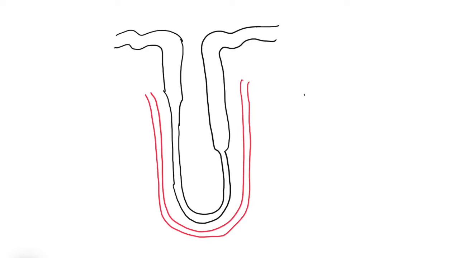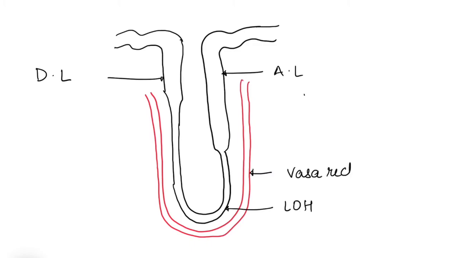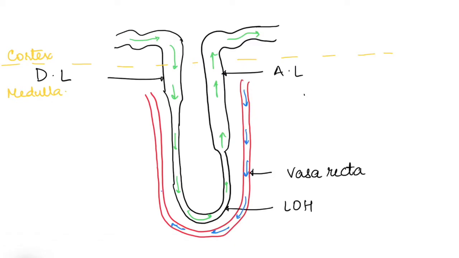So here I have drawn the part of the renal tubule and the vasa recta. This here is the descending limb, this is the ascending limb, and this part here is the loop of Henle. Surrounding that is the blood capillary, that is the vasa recta. The loop of Henle and the vasa recta lie in the medulla, whereas the PCT and the DCT lie in the cortex region. The movement of the filtrate is shown here. It moves from the descending limb, goes through the loop of Henle and then moves up through the ascending limb. Whereas the movement of blood in the vasa recta is in the opposite direction from the filtrate.